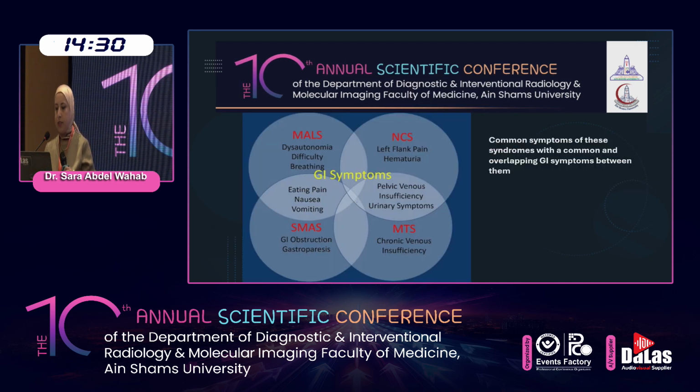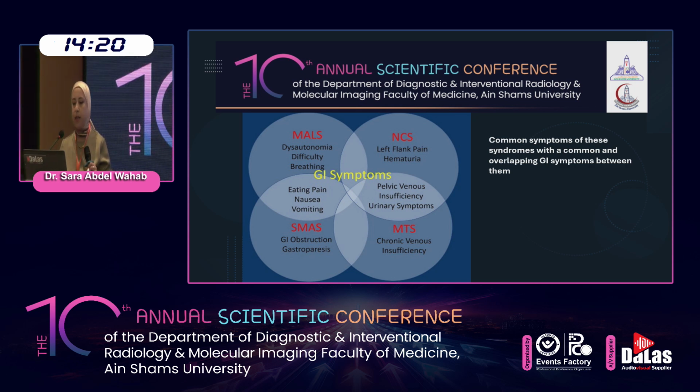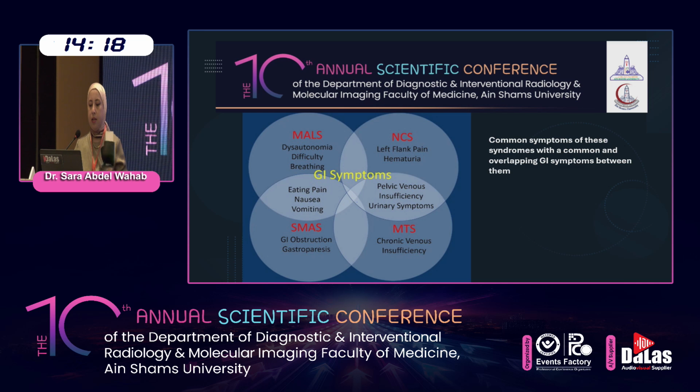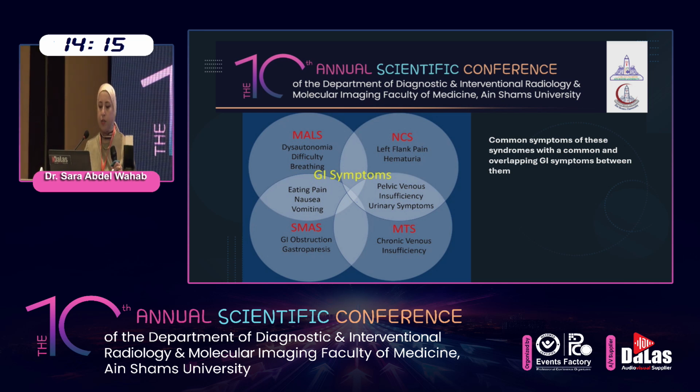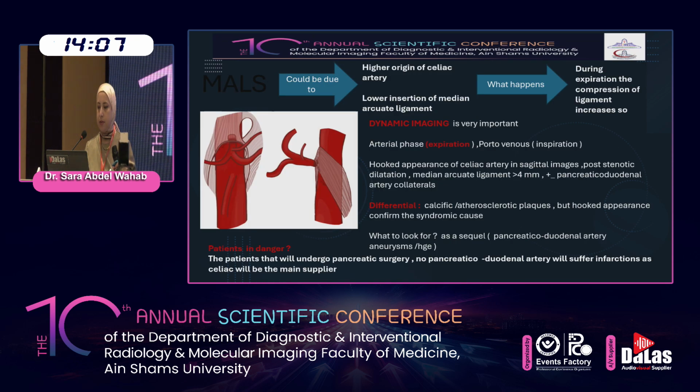Common symptoms of these syndromes, with common overlying GI symptoms between them: median arcuate ligament syndrome, characterized by difficulty in breathing; nutcracker syndrome, left flank pain and hematuria; superior mesenteric artery syndrome, gastroparesis and GI obstruction; May-Turner syndrome, chronic venous insufficiency; and the overlapping GI symptoms.